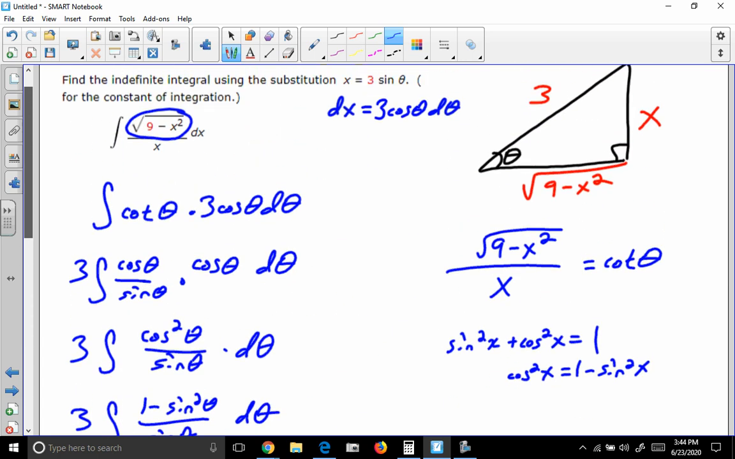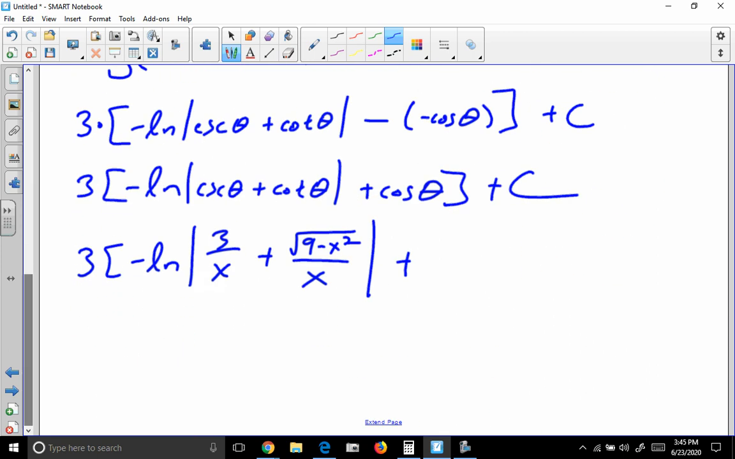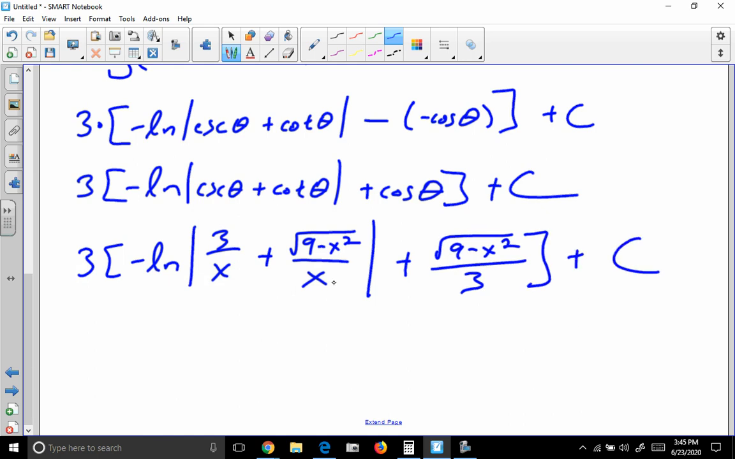Cosine is adjacent over hypotenuse. And then plus c on the outside. We have a common denominator here, so we could add those together, but that would just give us 3 plus that square root on top, all over x inside there. So no huge benefit to putting those together.